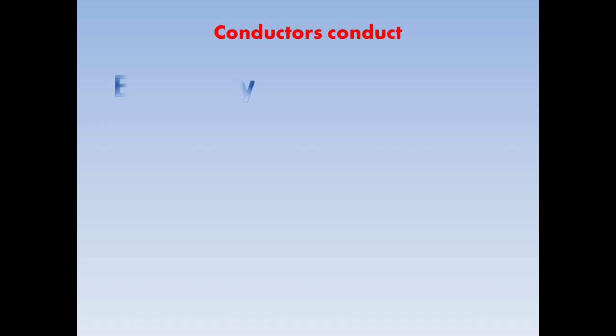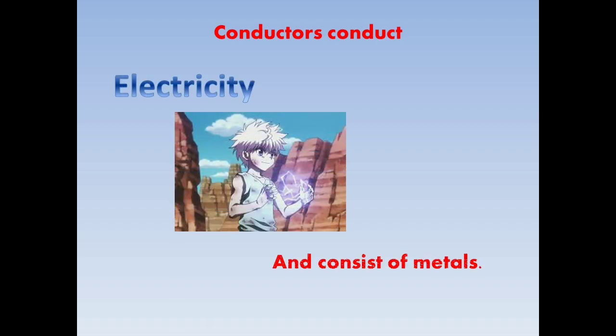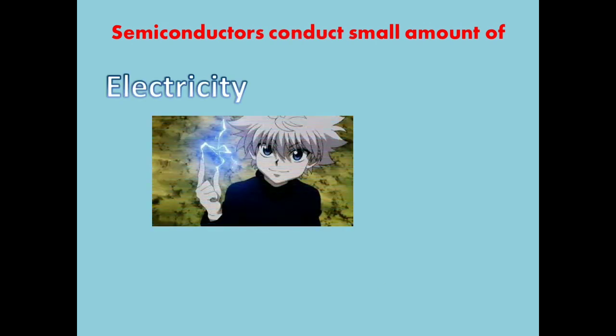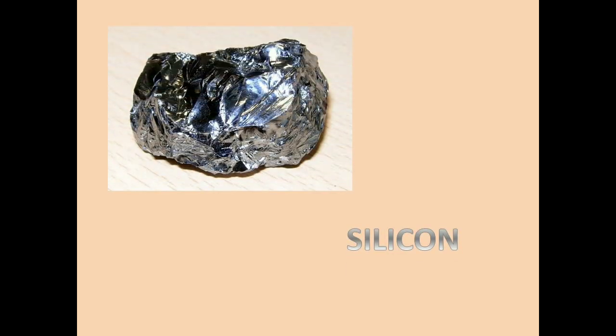Conductors conduct electricity and consist of metals. An example of a conductor is gold. Semiconductors conduct a small amount of electricity and consist of metalloids. An example of a semiconductor is silicon.